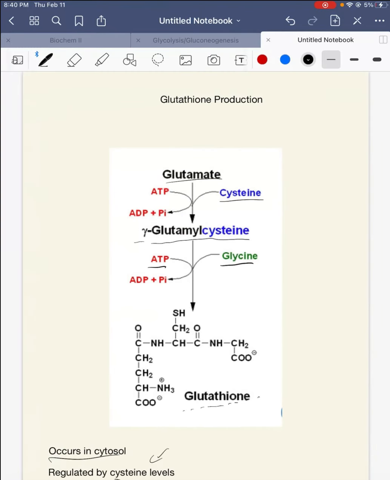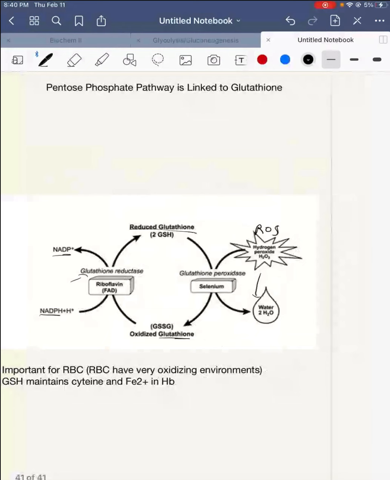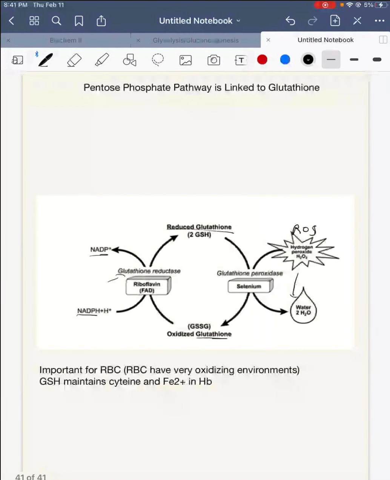Okay, let's look at what glutathione does. So this is the last slide I have.